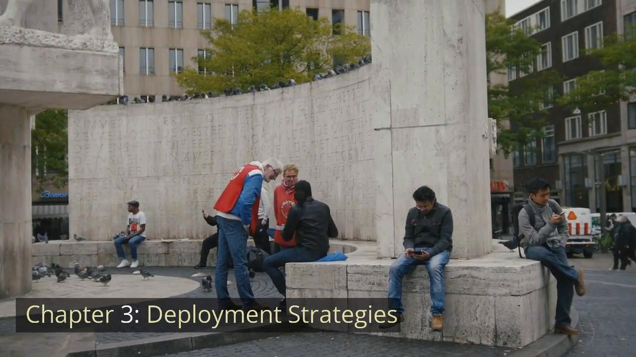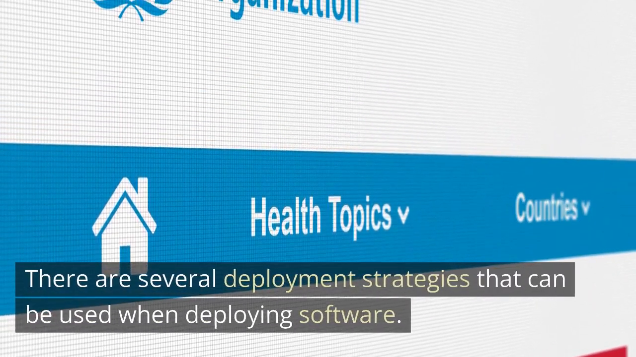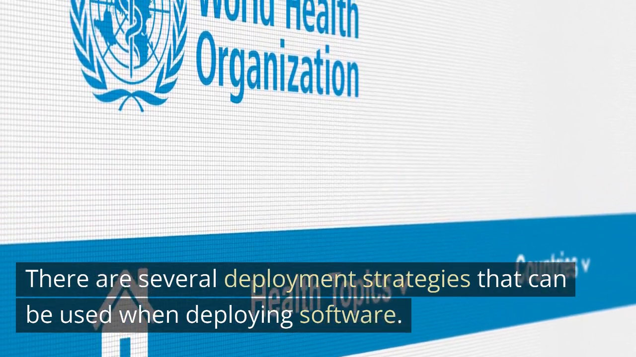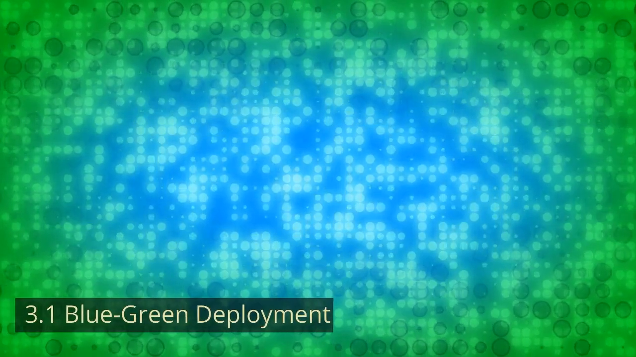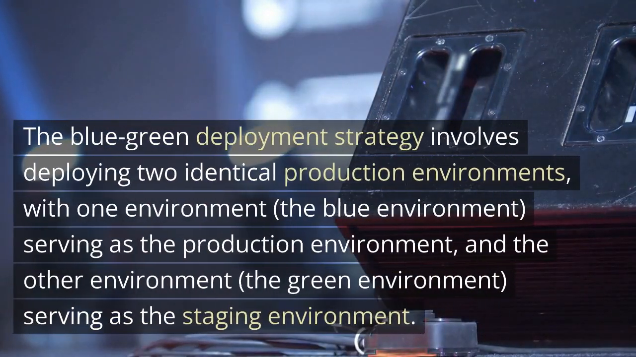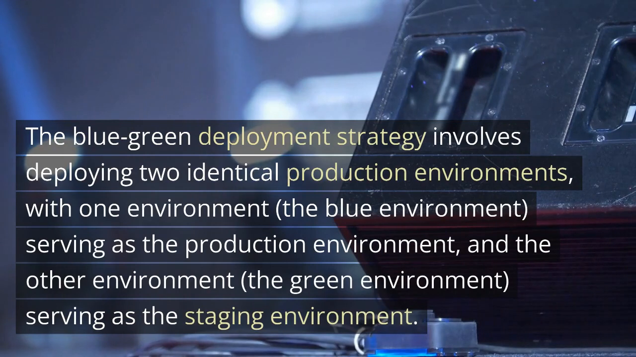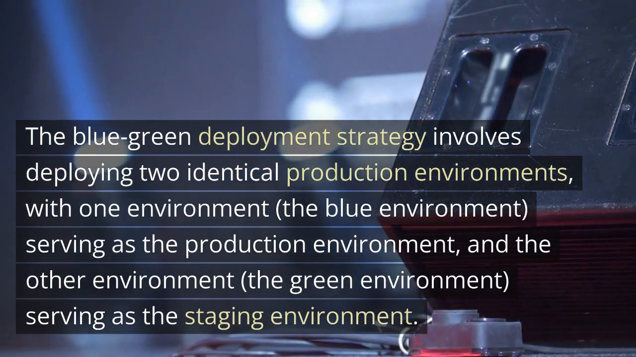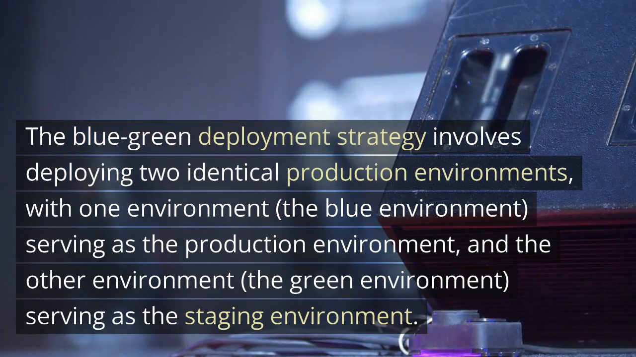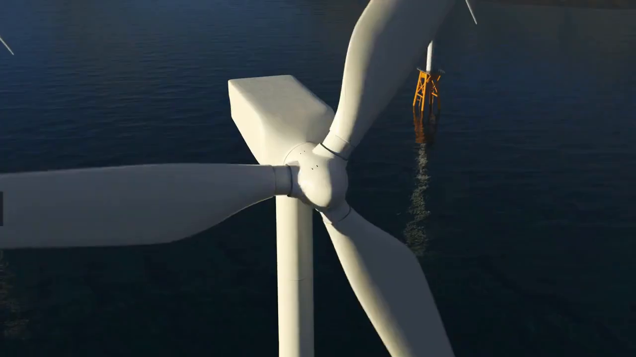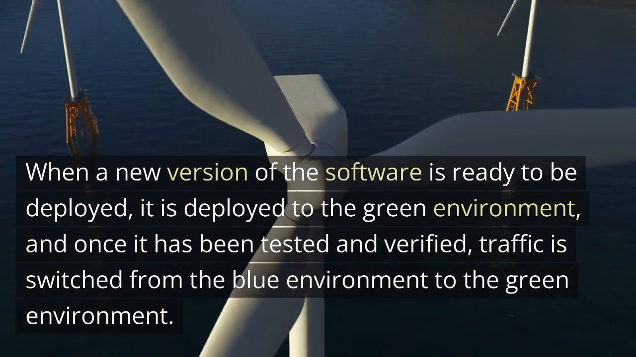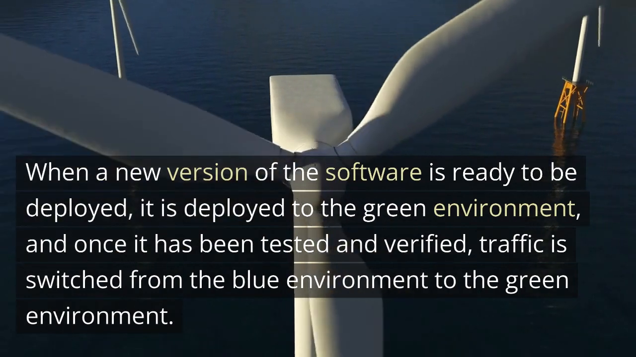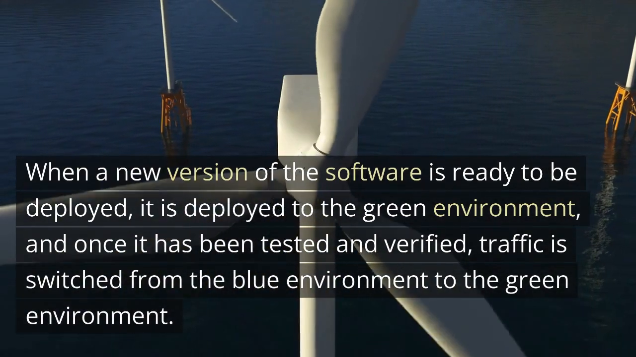Chapter 3: Deployment Strategies. There are several deployment strategies that can be used when deploying software. Let's take a look at some of the most common strategies. 3.1 Blue-Green Deployment. The blue-green deployment strategy involves deploying two identical production environments, with one environment, the blue environment, serving as the production environment, and the other environment, the green environment, serving as the staging environment. When a new version of the software is ready to be deployed, it is deployed to the green environment, and once it has been tested and verified, traffic is switched from the blue environment to the green environment.